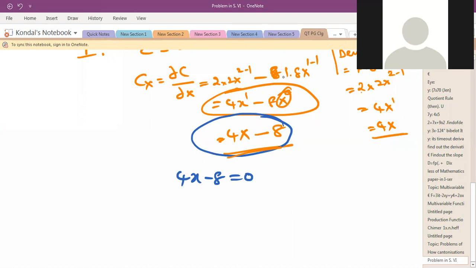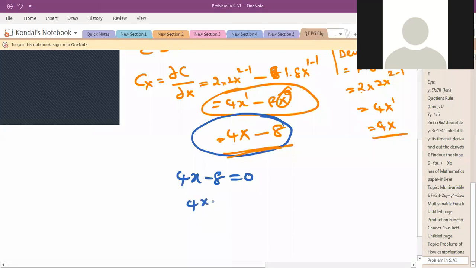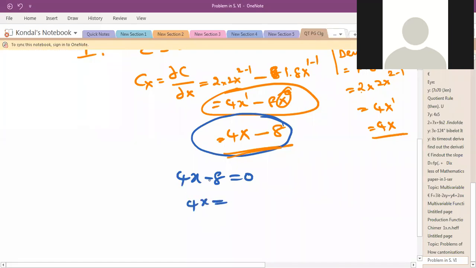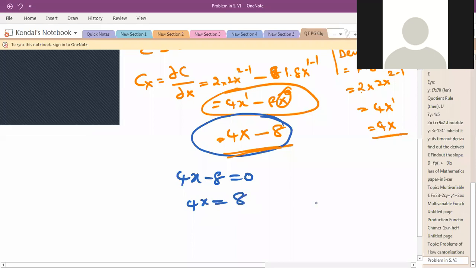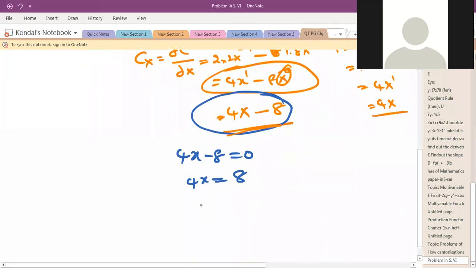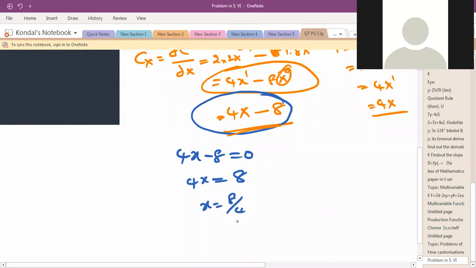Then we will get the critical values. Critical value means x and y values, or a and b values. So here we need to find out the x value. Therefore here 4x is equal to, if you take this minus 8 to the right side, it becomes plus, right? So then x is equal to 8 by 4. How much?